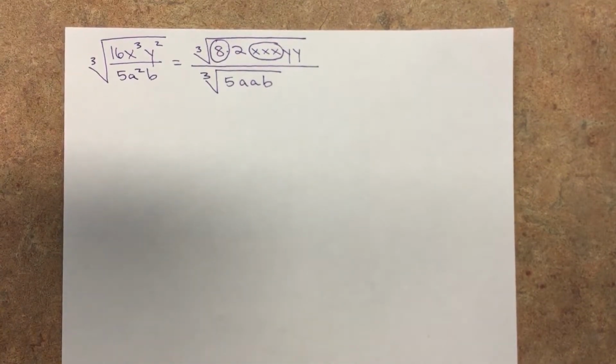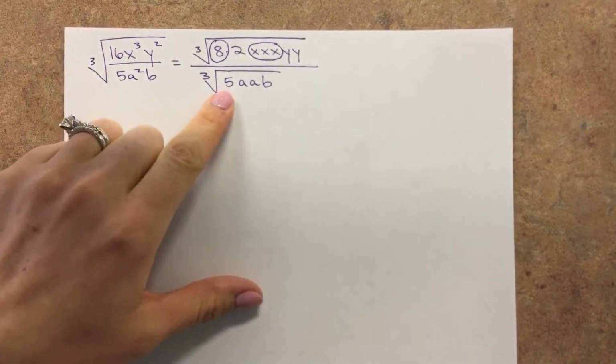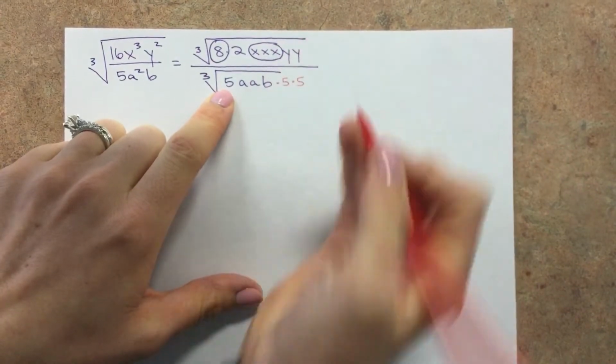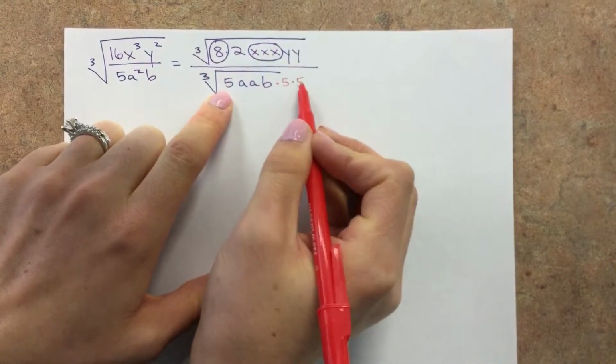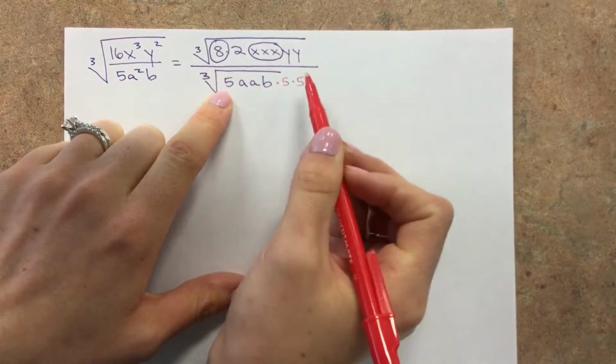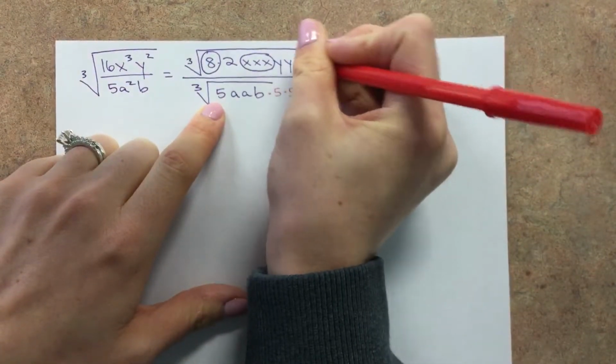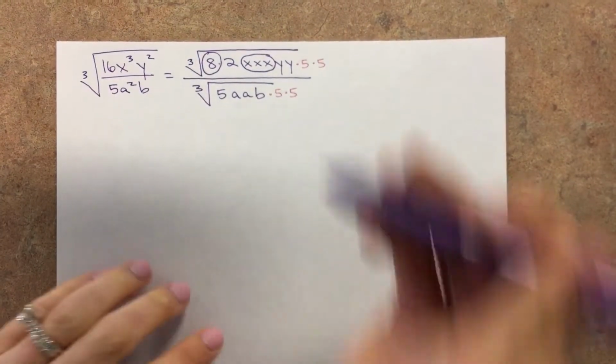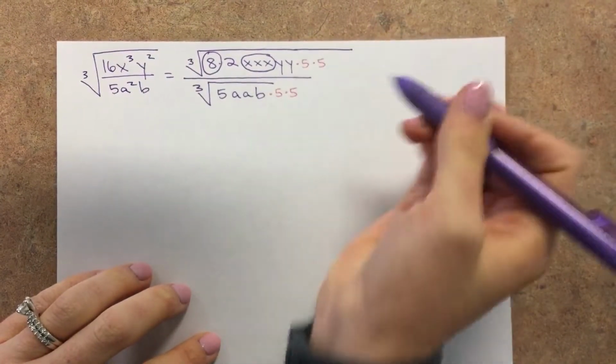So 5 is a prime number. In order to turn it into a perfect cube, what I have to do is multiply in 2 extra copies of 5. Okay, so I have 5 times 5 times 5. That comes in a set of 3. That means I'll be able to break it out. But if I multiply something into the denominator, I also have to multiply it into the numerator. Okay, so that's where we're at so far.